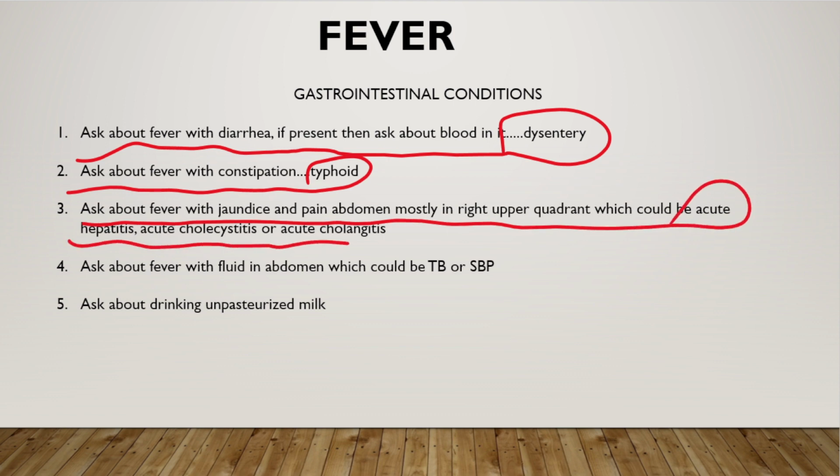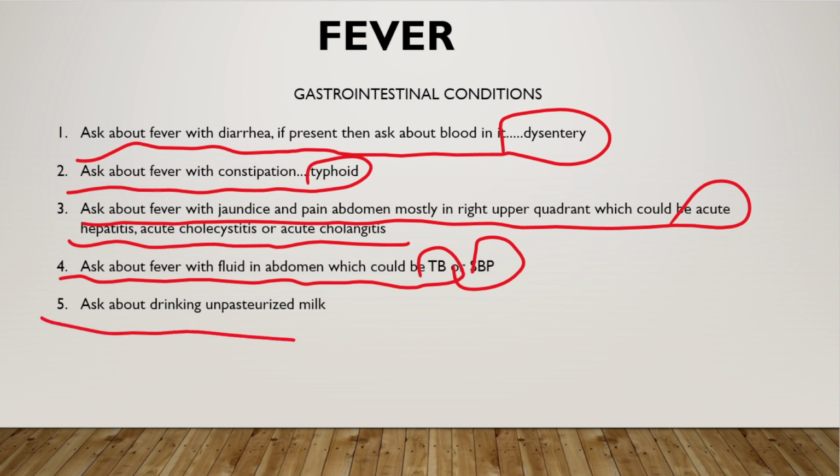acute cholangitis, acute cholecystitis. They can present with fever and right upper quadrant pain, sometimes with jaundice as well. So we'll ask about that as well. Then we'll ask about fever with any abdominal distension and fluid in the abdomen, which could be TB or spontaneous bacterial peritonitis in case of a cirrhotic patient. We'll ask about drinking any unpasteurized milk, which can cause intestinal TB.